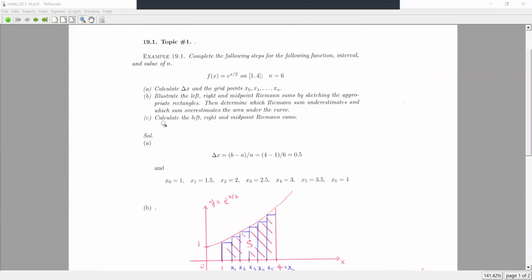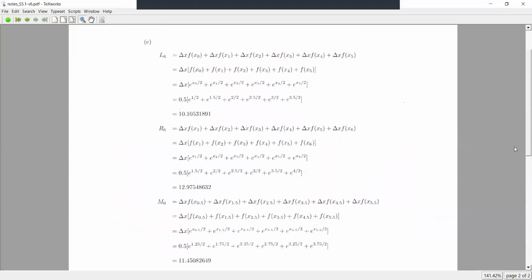Now, part C. Calculate the left, right, and midpoint Riemann sums. Let me compute the left Riemann sum first. It is the sum of the areas of 6 rectangles. The first rectangle is on the first subinterval, whose left endpoint is x0. So the base times the function value at x0, which is the height of the rectangle, gives the area of the first rectangle.